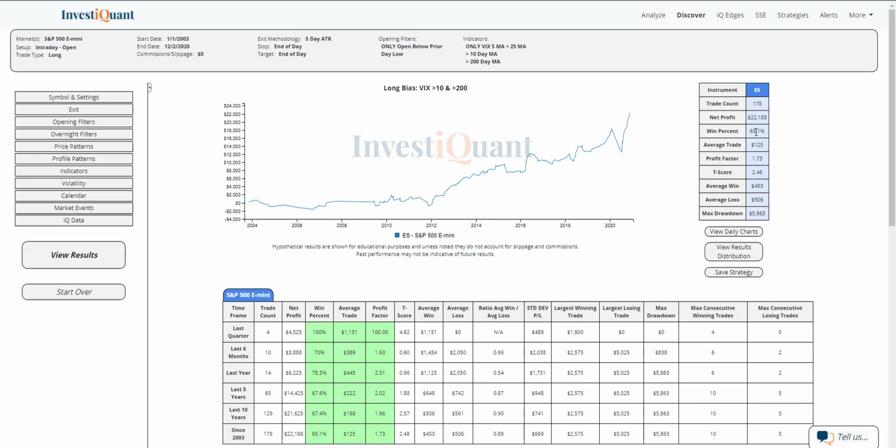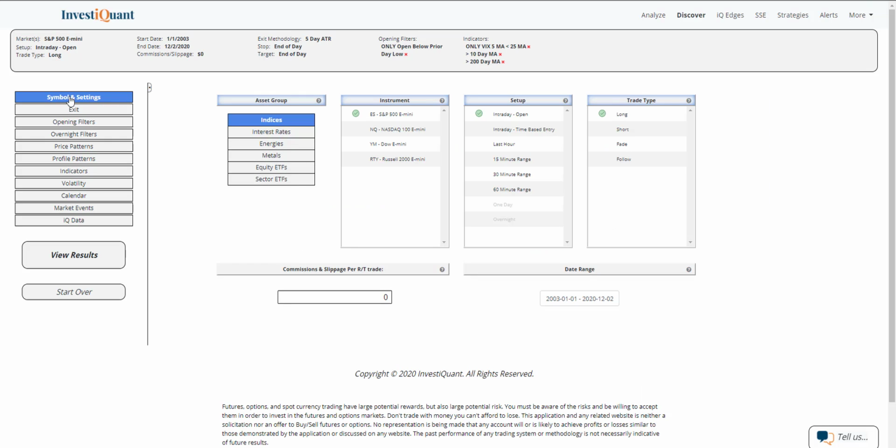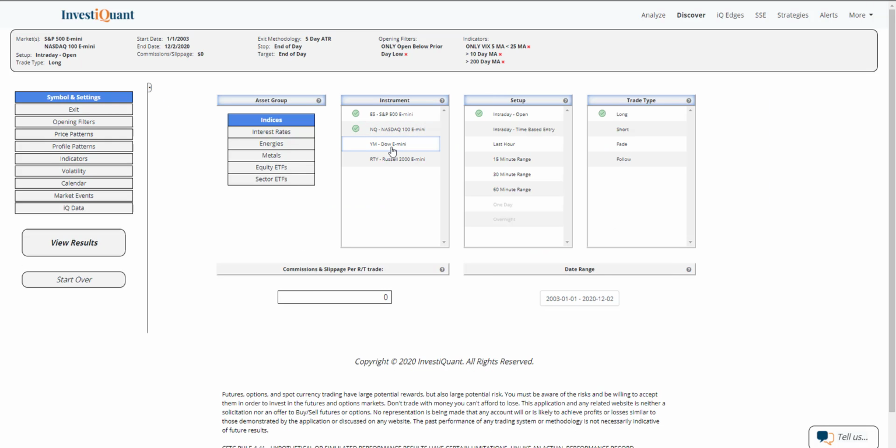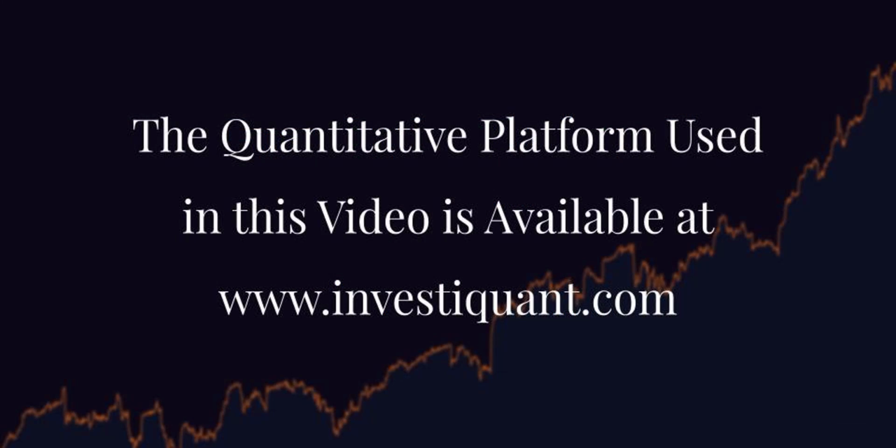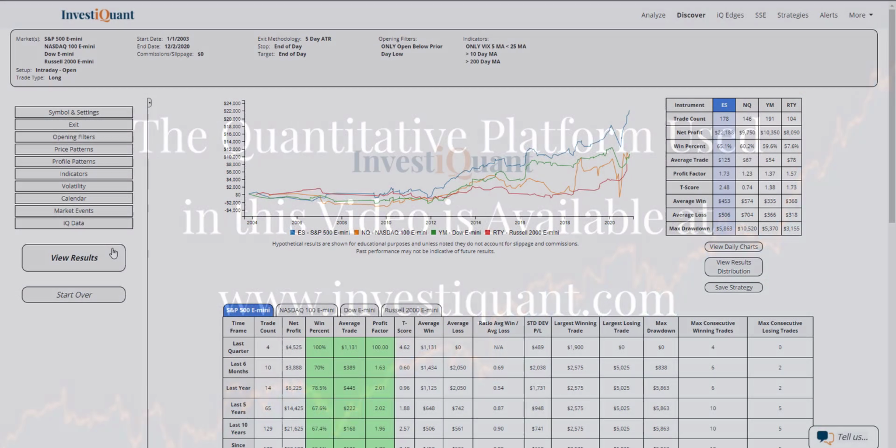If I come into the symbols and settings up here, I can take this same bias alert that's already pre-built into the platform and apply it to the other instruments. So let me click symbol and settings and bring these other instruments into the study, and we'll take a look at all 4 of them together. So I've clicked all of those. You can see the same setup here, which is based upon getting long at the open, which is 9:30 a.m. Eastern Time, and exiting at the close. Let me click view results here to see them all. All right, so here we go.